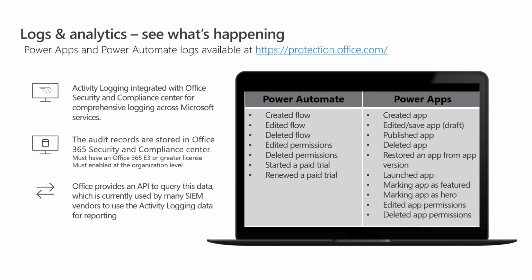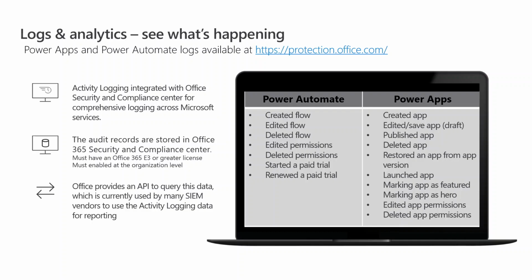So Power Apps and Power Automate logs are available at protection.office.com. There is some logging that is available in the Microsoft Graph. Dataverse is focused at Dataverse, I'll cover that in a bit. So Power Apps and Power Automate logs are available here, and these are the things that are being logged at protection.office.com.